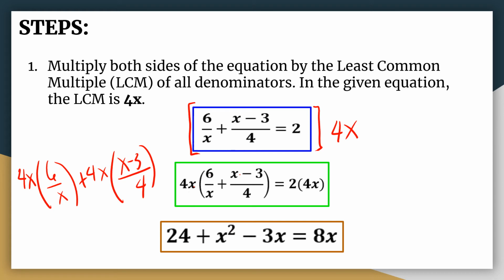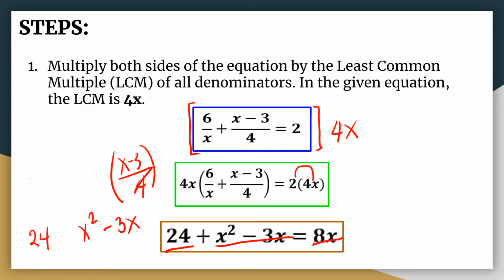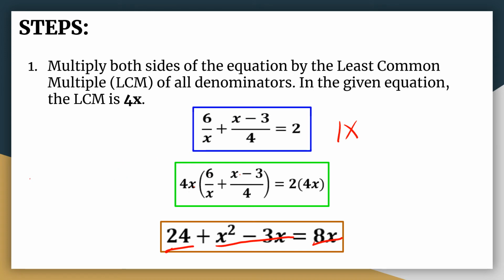So 4x times 6 over x, simply cancel your x. Then 4 times 6 is 24. In this part, we canceled the 4. Then x times x is x squared, and x times 3 is negative 3x. So that's why we arrive at 24 and x squared minus 3x. And then 2 times 4x is 8x. Okay, I hope everything is clear with that part of the example. And after that, we're just going to simply transpose and combine the like terms for this example.